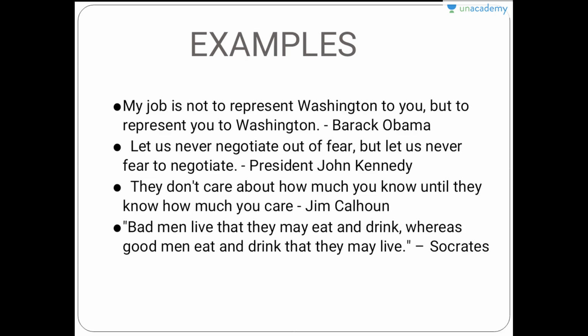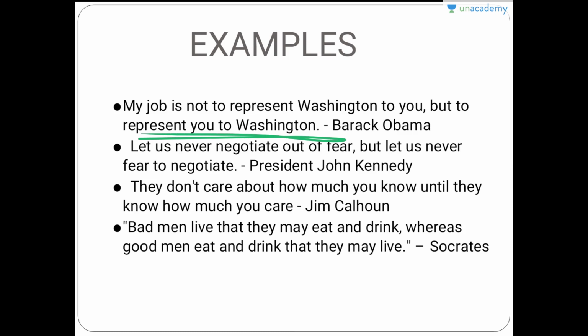Let's read these statements. All of these are quotes again. My job is not to represent Washington to you, but to represent you to Washington. This is a quote by Barack Obama, the former president of the US. You can see again, not to represent Washington to you, but to represent you to Washington. The crisscrossing of the statements: similar words, but jumbled and put in a different form.